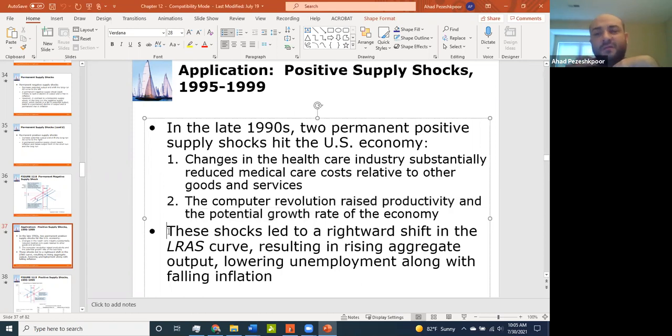This is also a positive permanent supply shock. Whenever there is a new invention, a new market, something completely new added to what we had before, that would be a positive permanent supply shock. These shocks led to a rightward shift in the long-run aggregate supply, resulting in rising aggregate output, lowering unemployment, along with falling inflation.